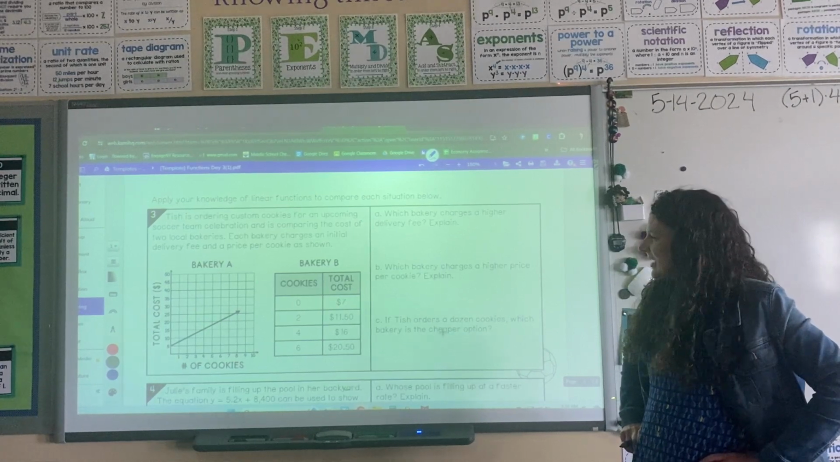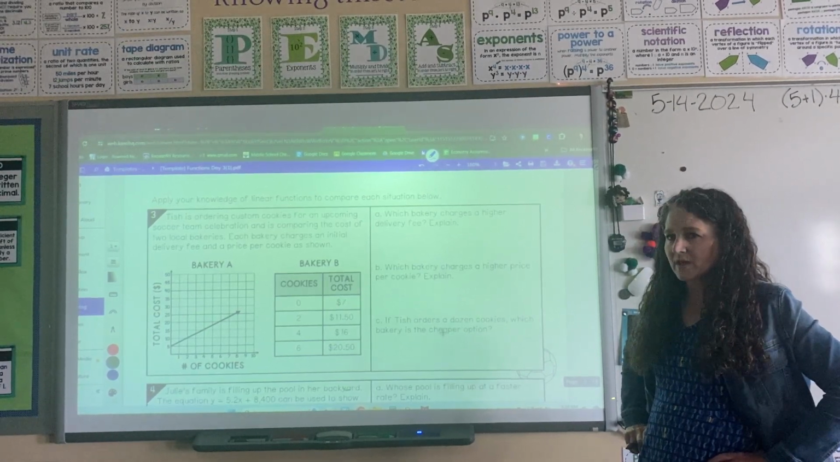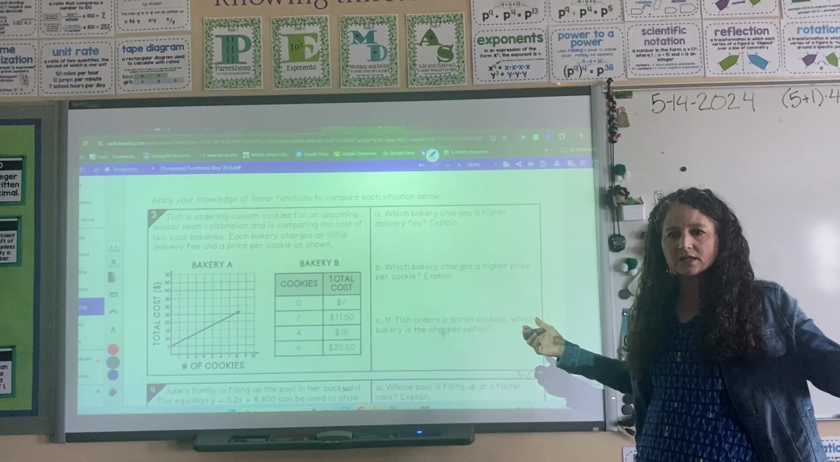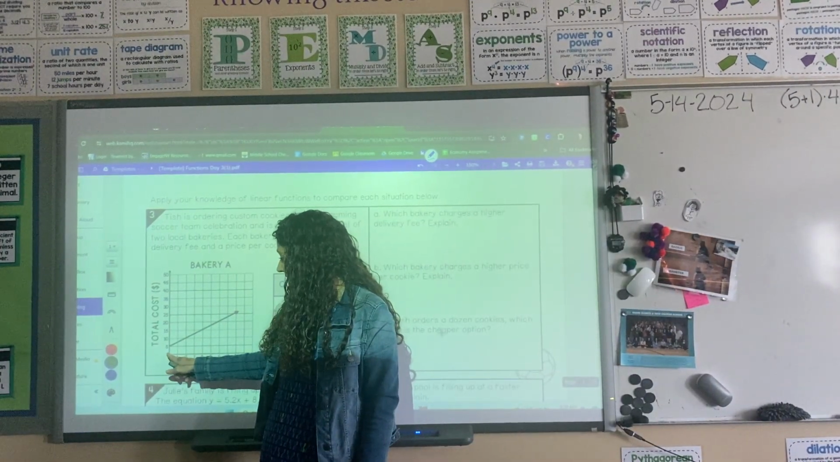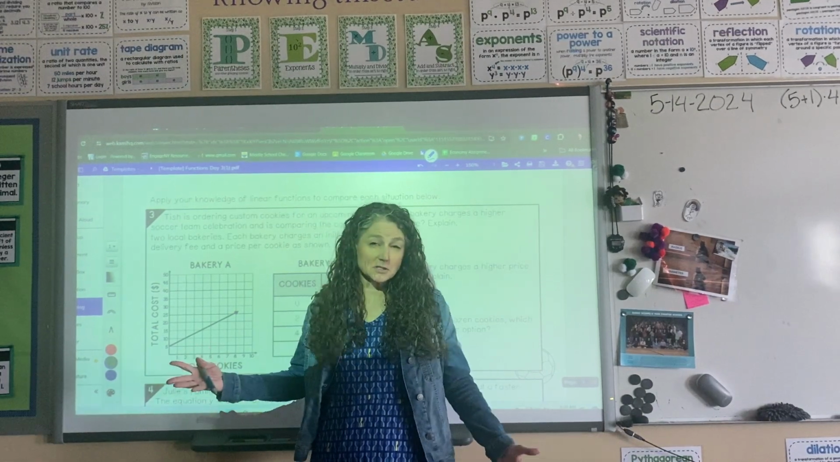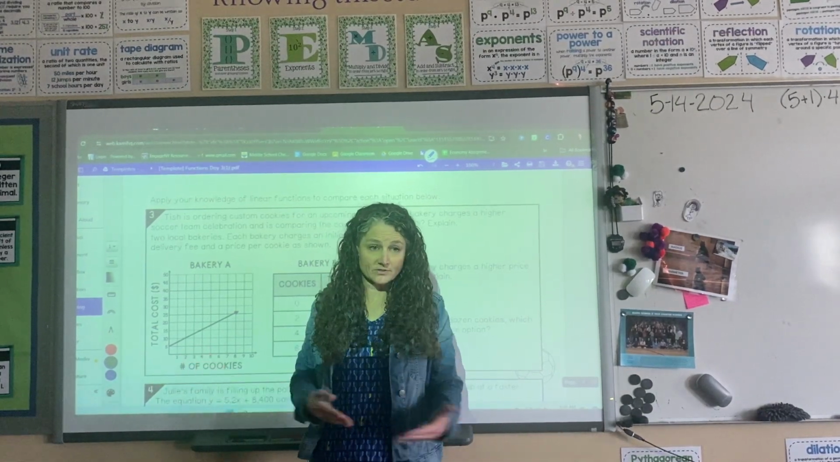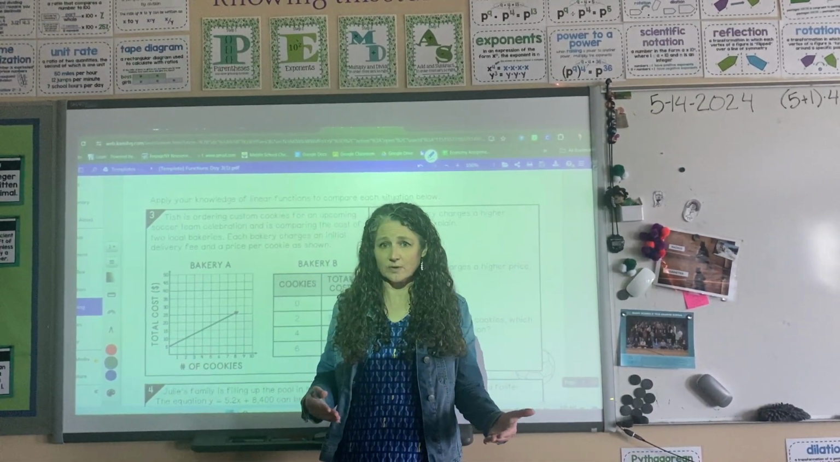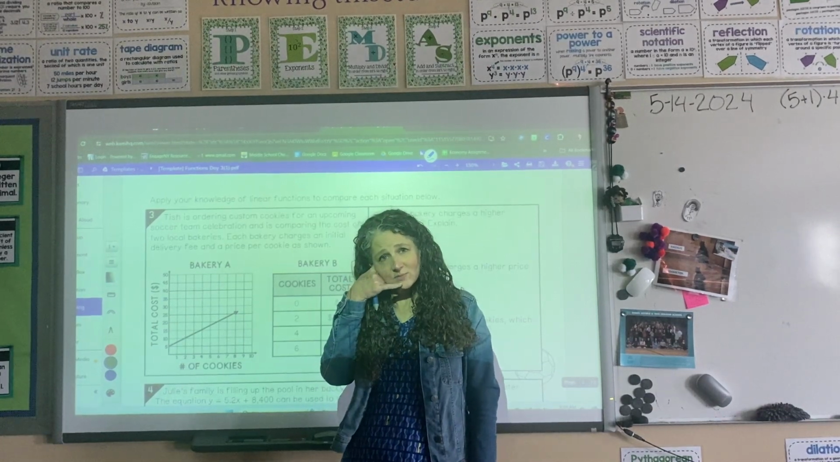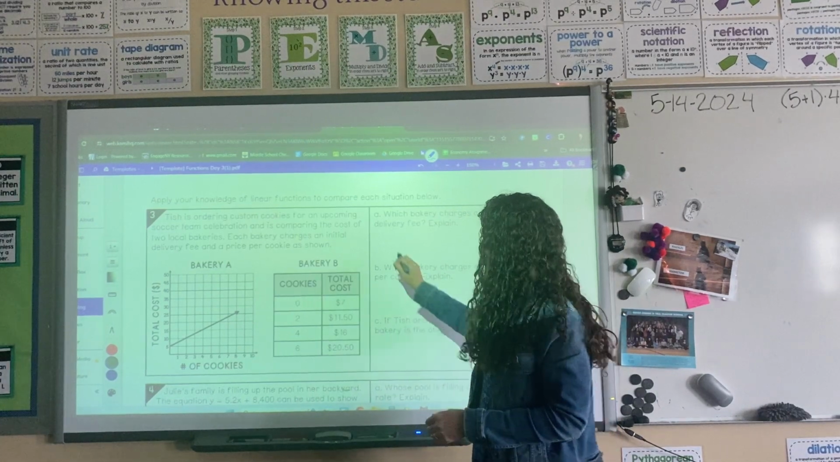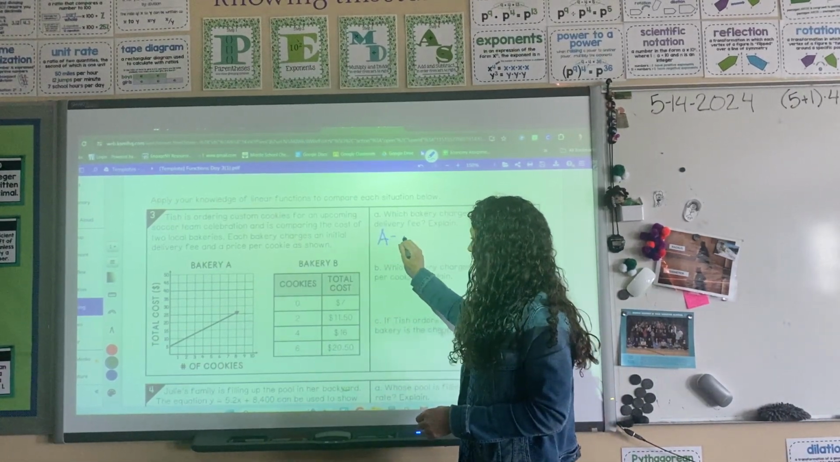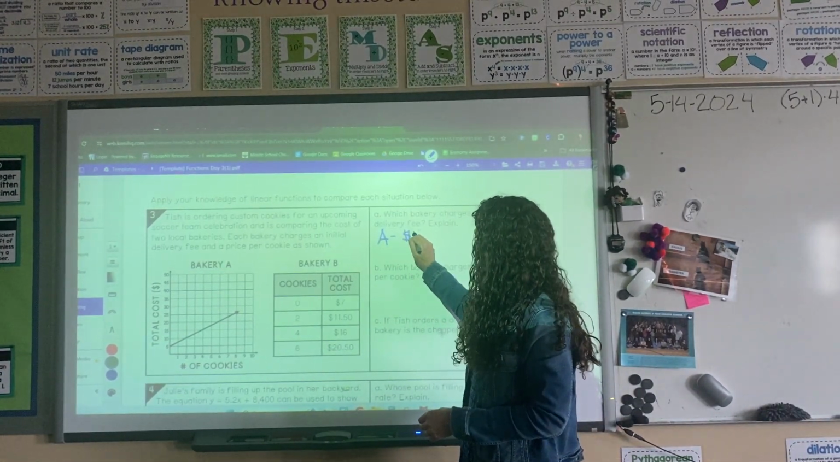Bakery A, $5. How did you tell it's $5, Shaylee? The graph starts at $5, because the graph said if I order 0 cookies, it's $5. So that's my delivery fee. Now, I don't know why they're delivering 0 cookies to me. That'd be really weird. But that's our delivery fee. So Bakery A is a $5 delivery fee.